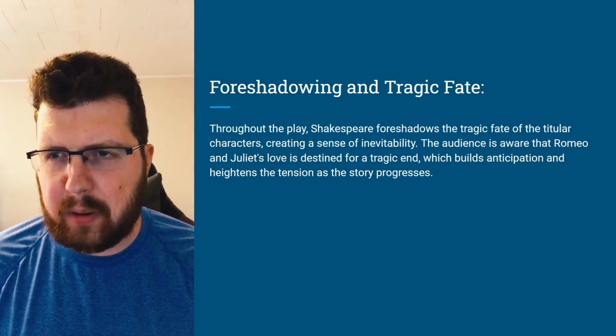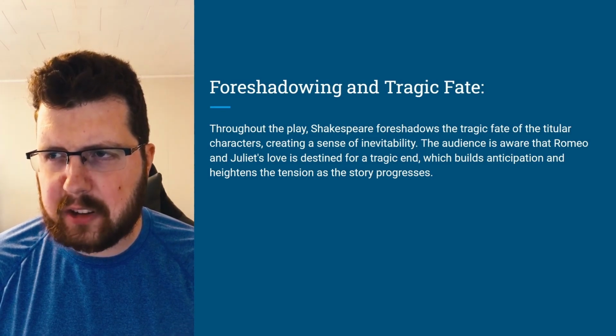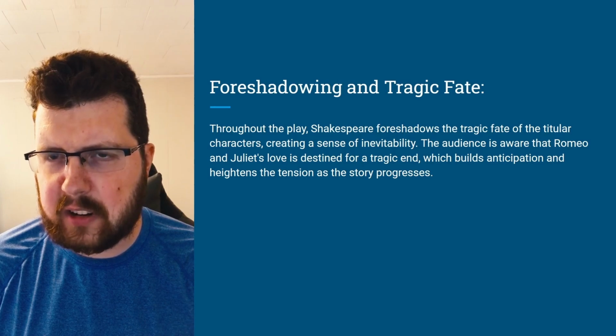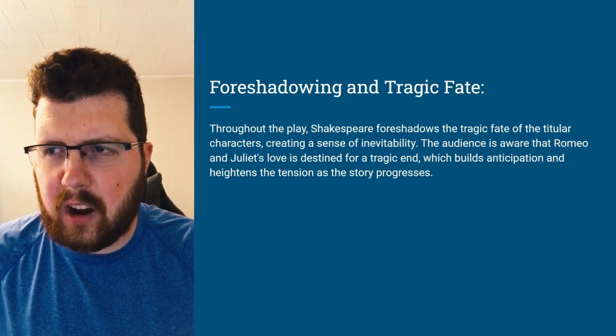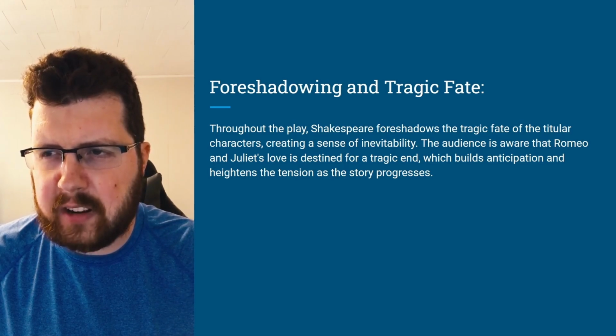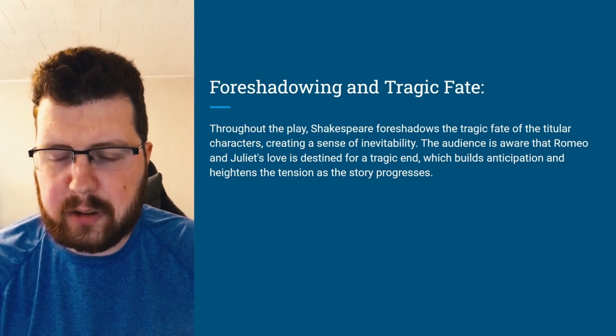Okay, so throughout the play, Shakespeare foreshadows the tragic fate of the titular characters, creating a sense of inevitability. The audience is aware that Romeo and Juliet's love is destined for a tragic end, which builds anticipation and heightens the tension as the story progresses.